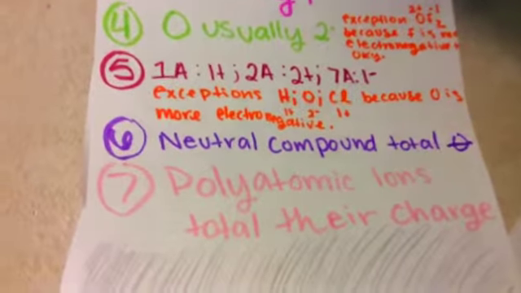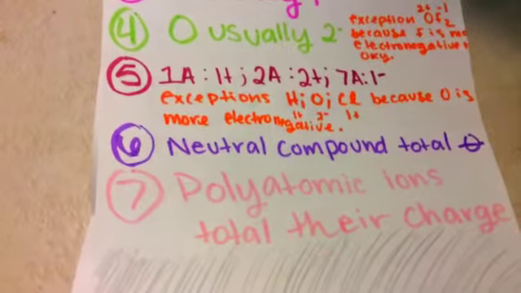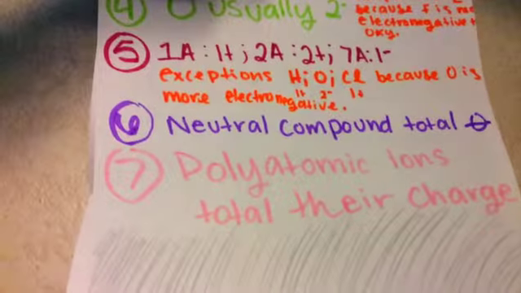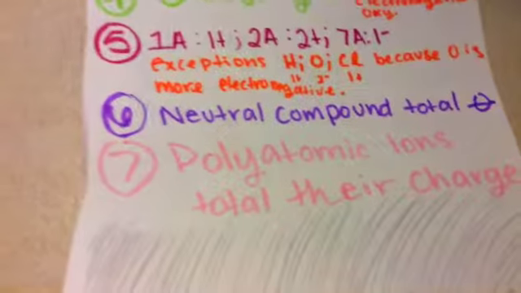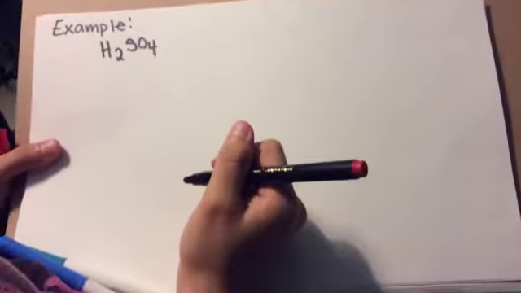Neutral compounds total no charge, or no oxidation. Polyatomic ions total their charge, so their oxidation numbers will be their charge. And these are the 7 rules for oxidation numbers.